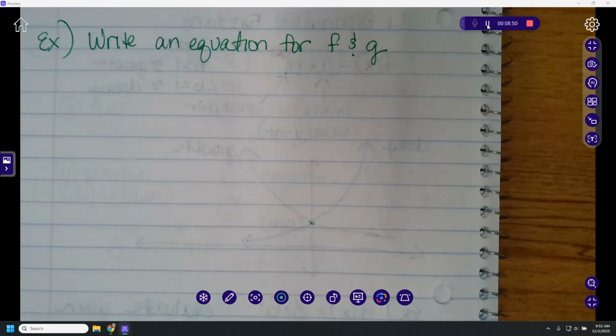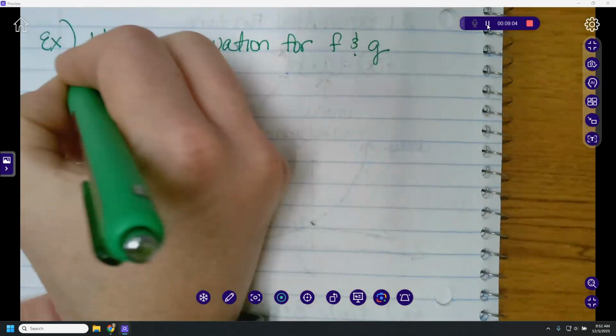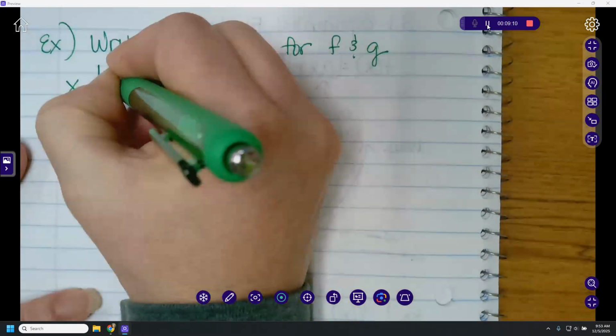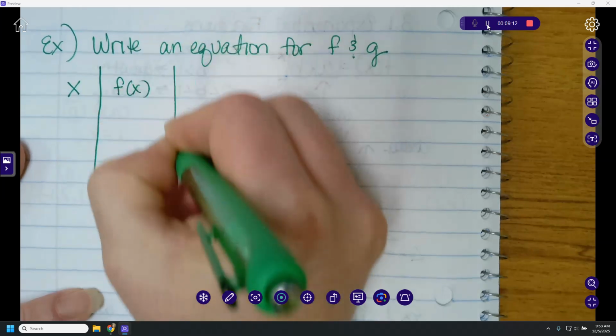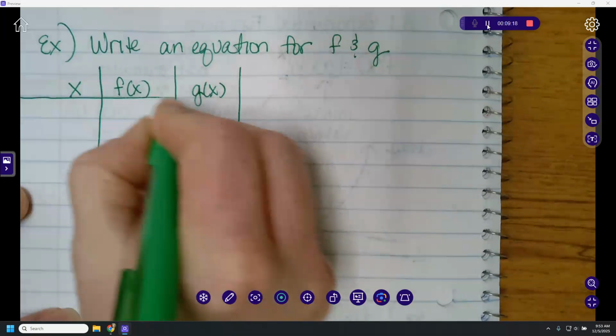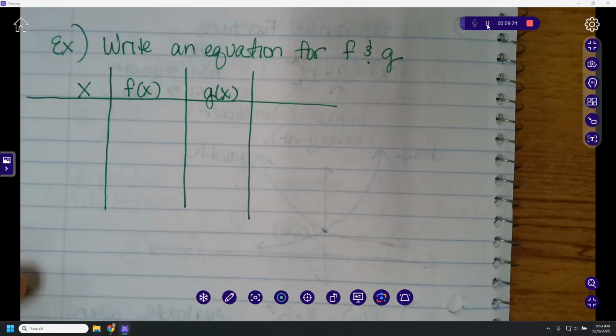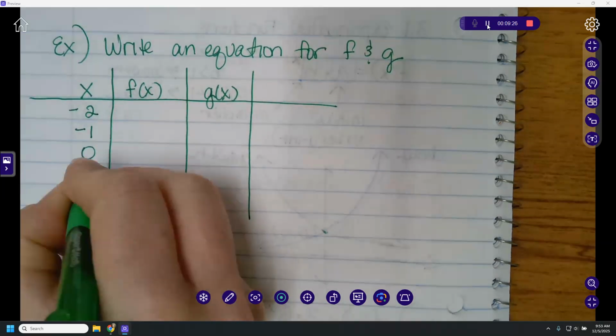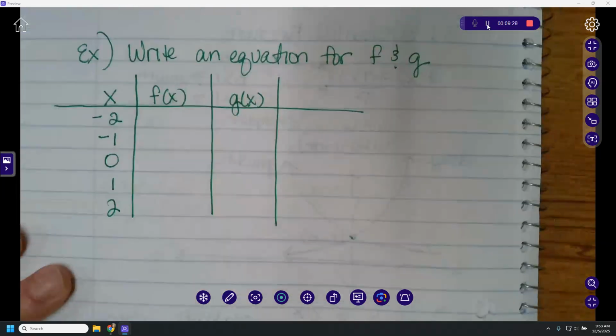Okay, what I'm going to give you is a table, and what we're going to do is write an equation for both f and g. And you're like, what are f and g? Well, I'm going to give you that. Would you draw a table? And in your table, I want it to have 3 columns, an x, an f of x, and a g of x. And then we're going to have our table have 5 rows for -2, -1, 0, 1, and 2. So go ahead and make your table.